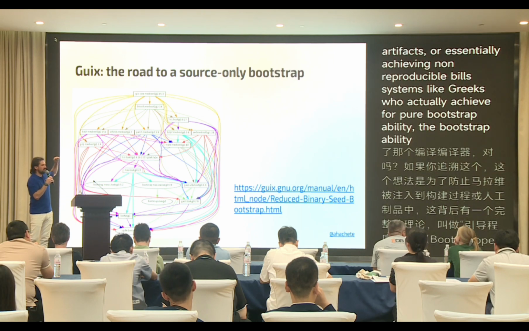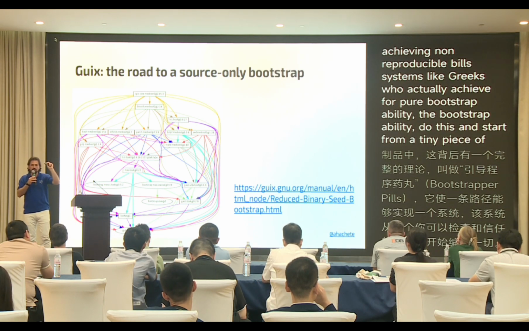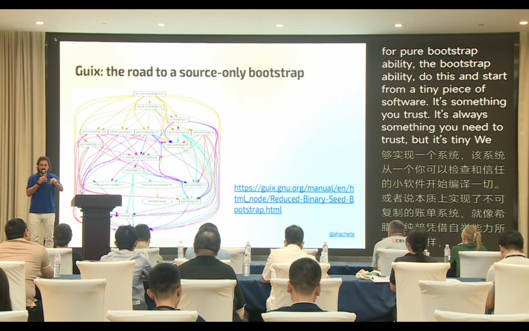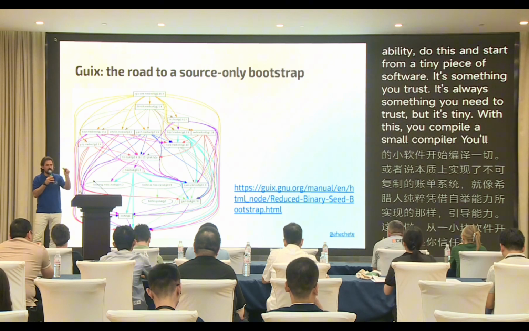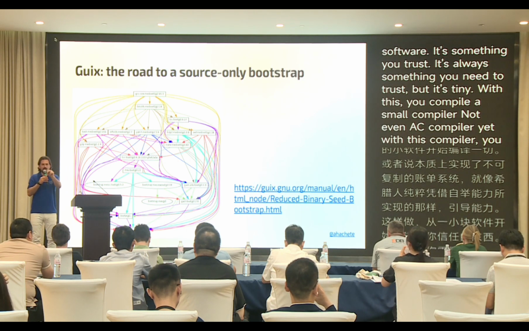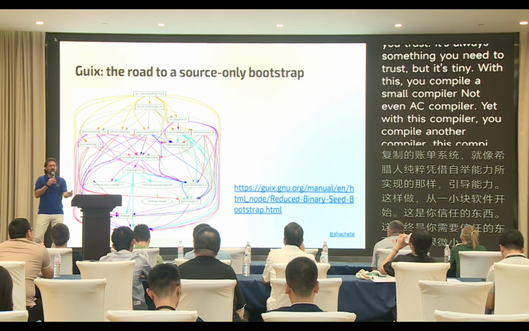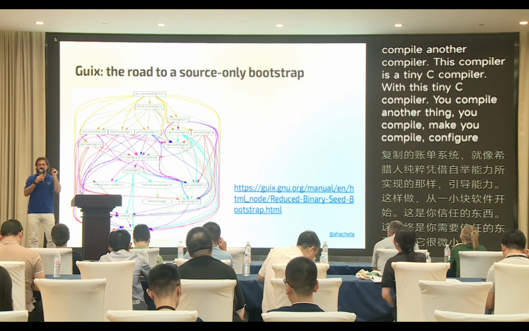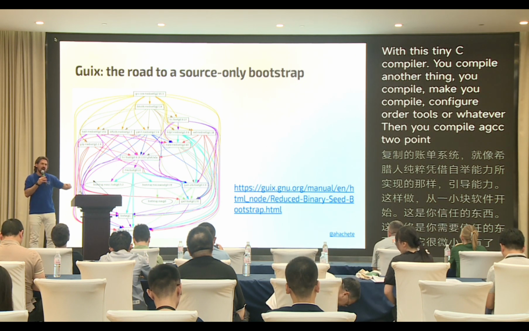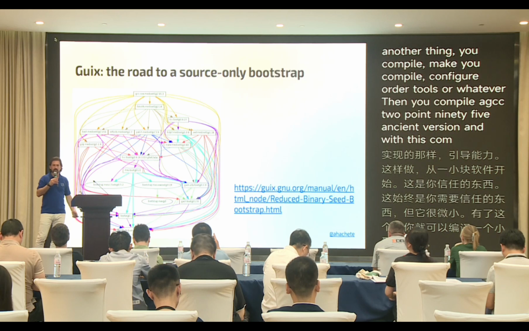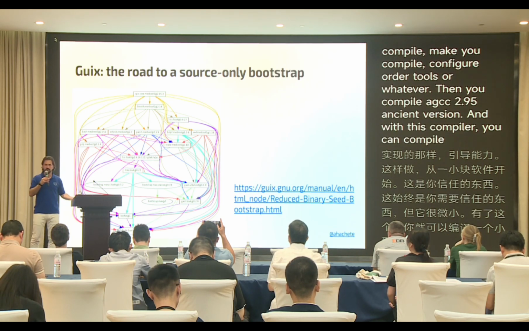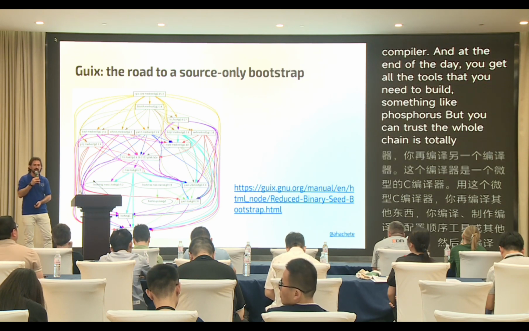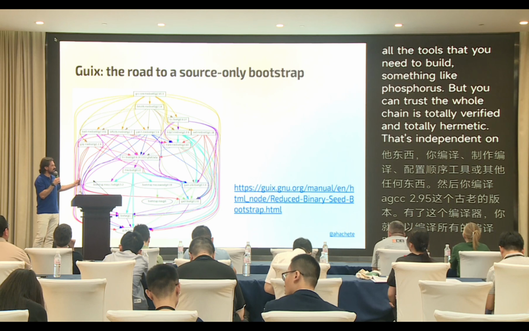and start from a tiny piece of software. It's something you trust. It's always something you need to trust, but it's tiny. With this, you compile a small compiler. It's not even a C compiler yet. With this compiler, you compile another compiler. This compiler is a tiny C compiler. With this tiny C compiler, you compile another thing. You compile make, you compile configure, autotools, whatever. Then you compile a GCC 2.95, an ancient version. And with this compiler, you can compile all the compilers. And at the end of the day, you get all the tools that you need to build something like Postgres. But you can trust the whole chain is totally verified and totally hermetic. It doesn't depend on the environment. Well, this is kind of a dream.